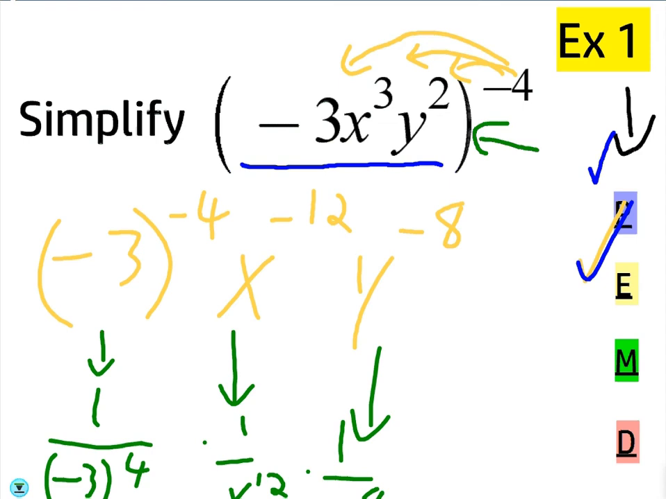And remember though, distributing an exponent only works when everything inside is being multiplied. If there's a plus or a minus sign in there, like if it was -3 plus x cubed, we can't do that, right? That's when you have to FOIL the thing out, like we did with the binomials last week.